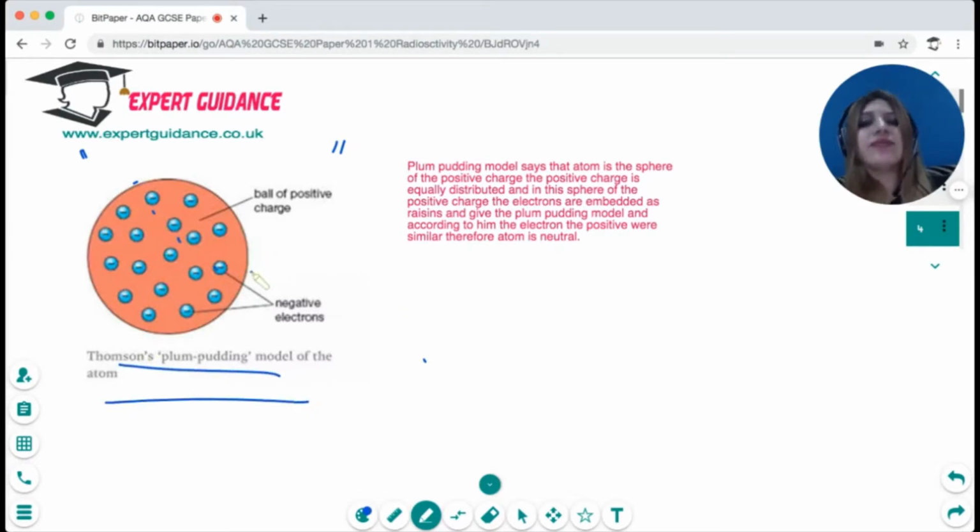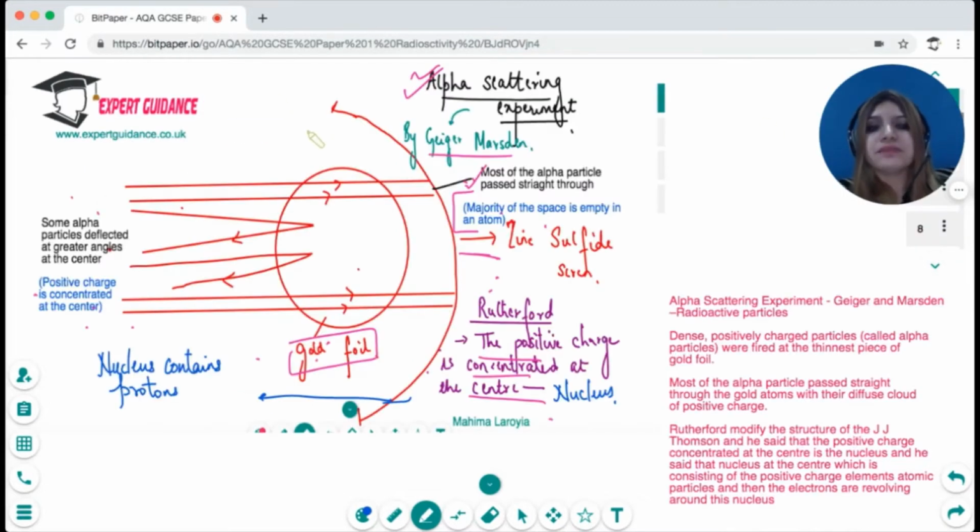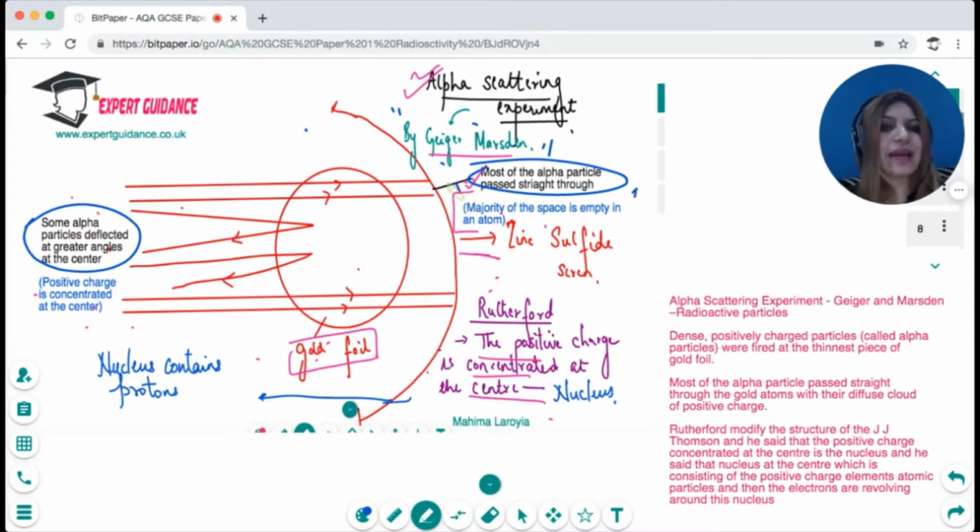Now if this theory was true, then what we should have expected is that when we pass the alpha particle, which is a positively charged helium particle, through this sphere, it should have been deflected as the atom has positive charge equally distributed throughout. But what Rutherford found, in an experiment done by Geiger and Marsden, was that when they passed the alpha particles through the gold foil, most of the alpha particles passed straight through and some showed deflection at a very great angle, and that was just at the center. So they concluded that the majority of the space in the atom is empty.